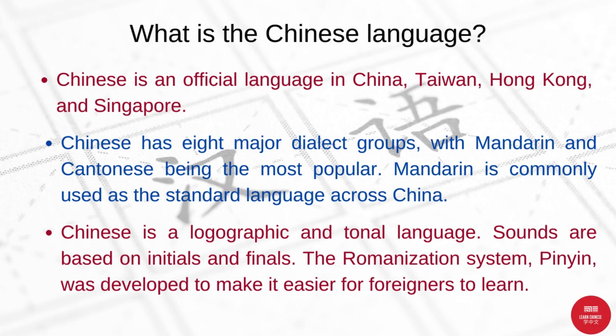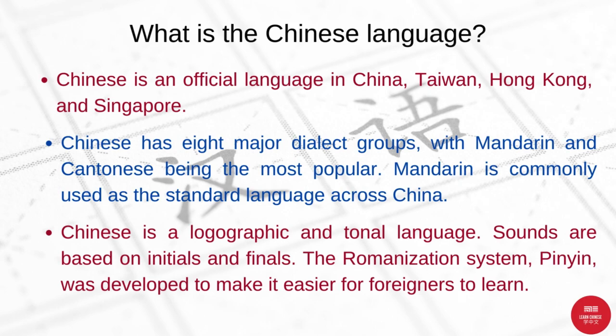Before starting to learn Chinese, we should know what the Chinese language is. Chinese is an official language in China, Taiwan, Hong Kong, and Singapore. Apart from these countries, some other East Asian countries with Chinese communities also use the Chinese language. Chinese has 8 major dialect groups, with Mandarin and Cantonese being the most popular. Mandarin is commonly used as the standard language across China.